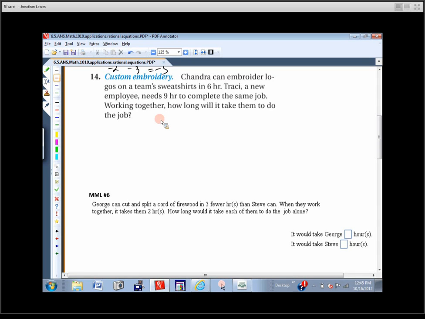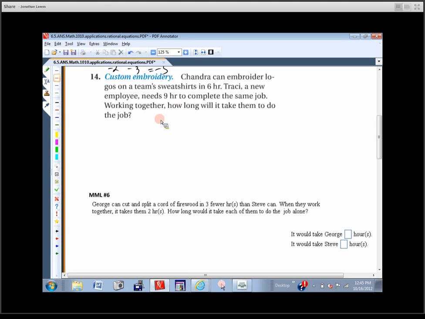Okay? But they're going to work together. How long will it take them if they work together? Now let's think about this for just a second. Because most people will look at this and think, well, if it takes one of them 6 hours and the other one 9 hours, if they work together, then it's probably going to be the average of the two, so about 7.5 hours.